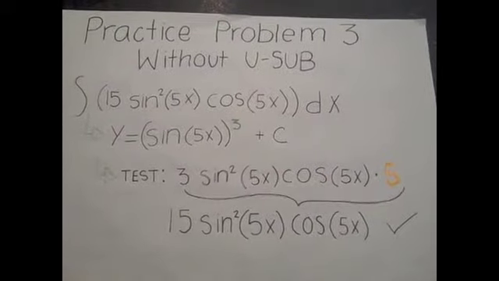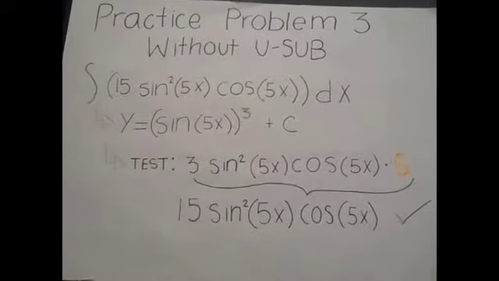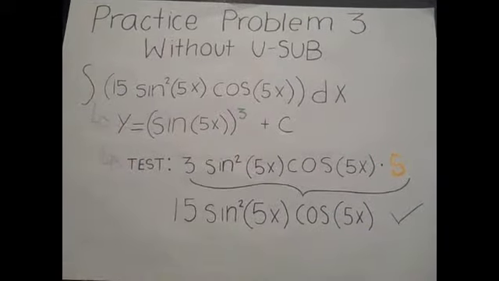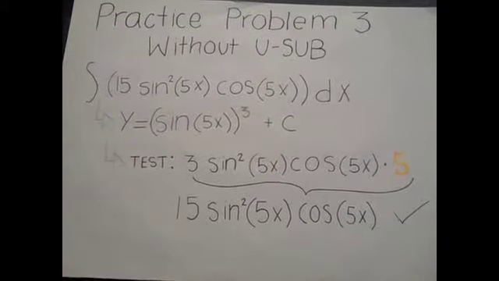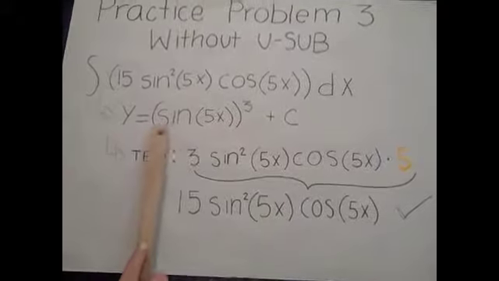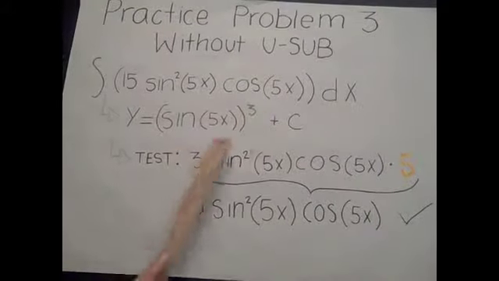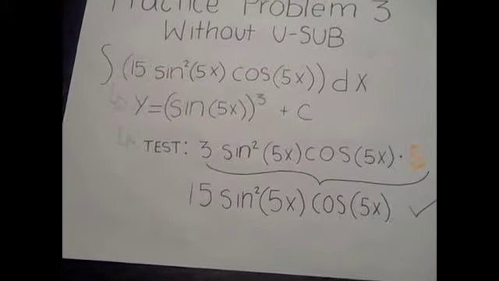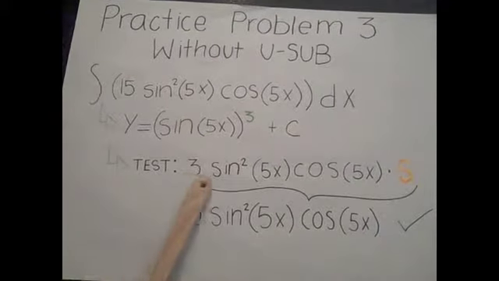For determining your first step in practice problem 3, you should immediately recognize that cosine is the derivative of sine. And once you realize this, the next step is to take the integral of sine squared of 5x and make it sine to the third of 5x plus c. And continue solving using the chain rule and the exponent rule.